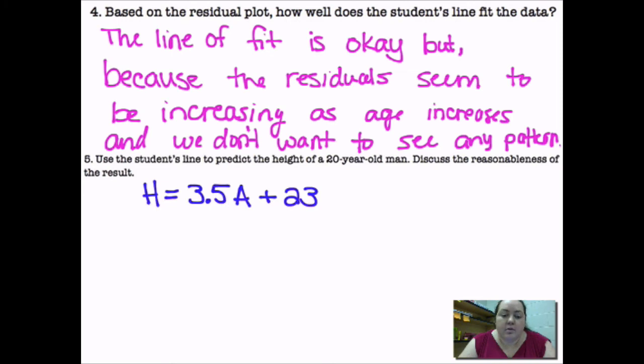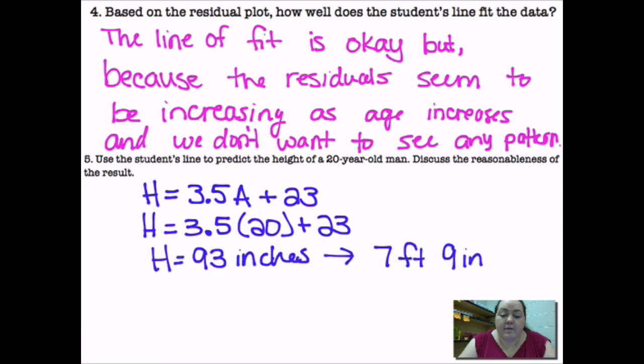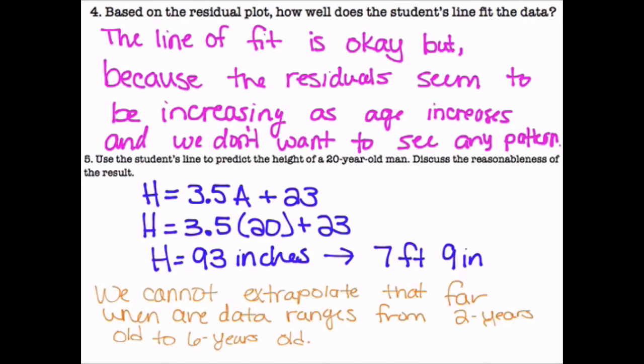So I'm going to use their equation, h equals 3.5a plus 23, and I'm going to plug 20 in for my age. 3.5 times 20 plus 23 gives me 93 inches, which is 7 foot 9 inches. Now, this is not reasonable. This is called extrapolation. And we cannot extrapolate that far when our data ranges from 2 years old to 6 years old. So 20 years old is way further out than any of the data that we have. So that would not be a good prediction.